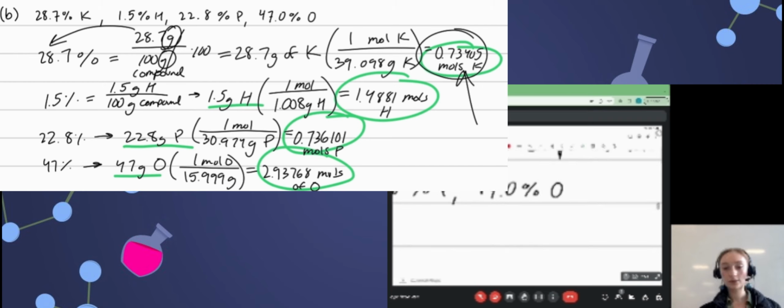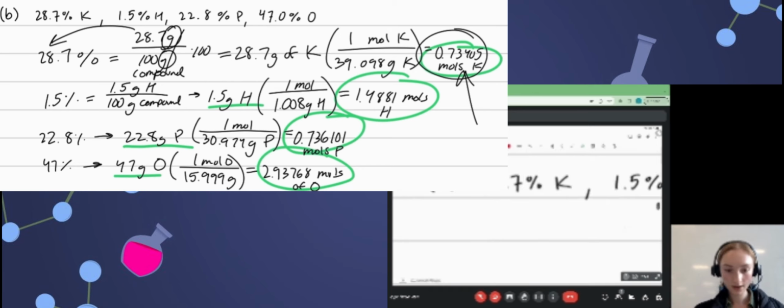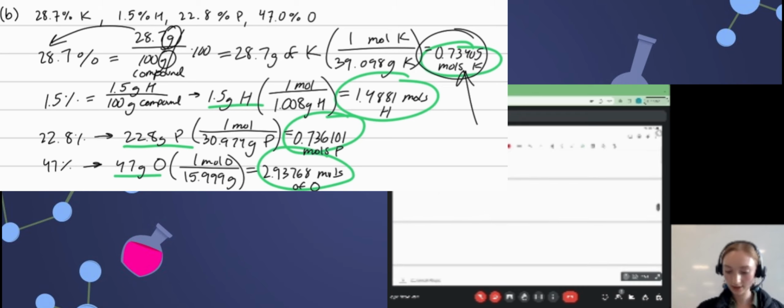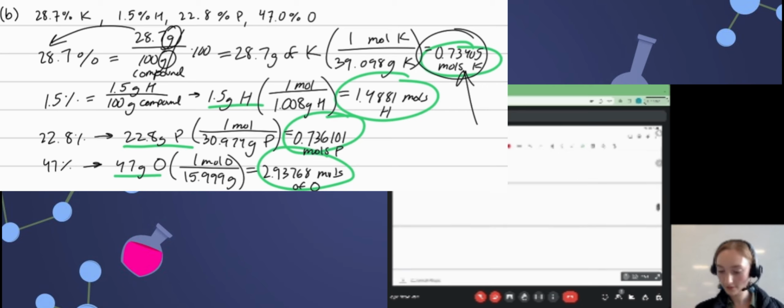So we're going to use this equation to figure out the conversion of percentage to grams, so we're working with a mass. So this equation looks like this. You work with the percentage equal to the amount of grams that you have over 100 grams of the total compound.